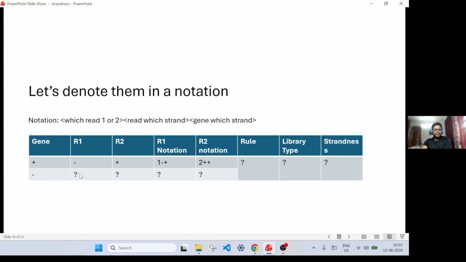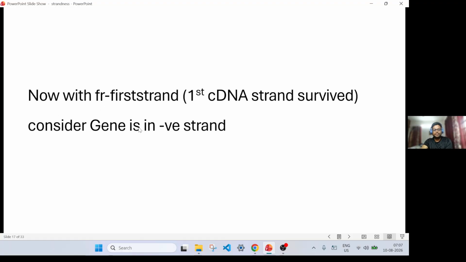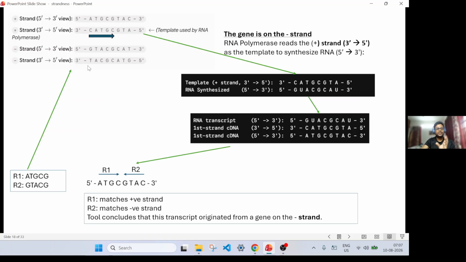Minus, that's why I have kept it blank, means we have not yet analyzed that. So let's take an example of what will happen when the gene is in the minus strand. We have the same views, but now since the gene is on the minus strand, RNA polymerase will consider the plus strand as a template, and it will go from 3' to 5'.